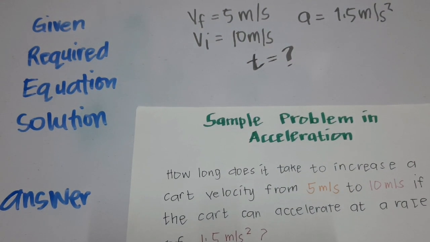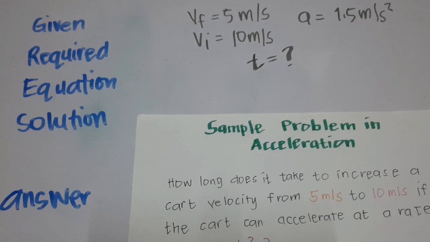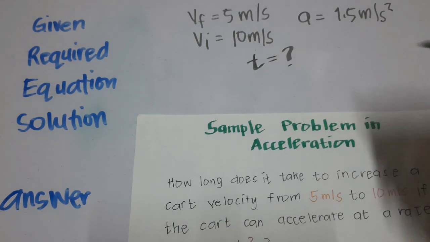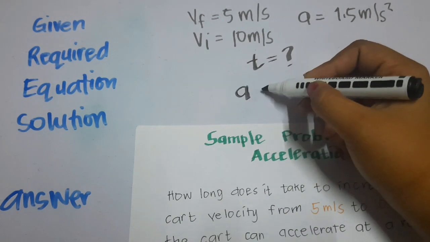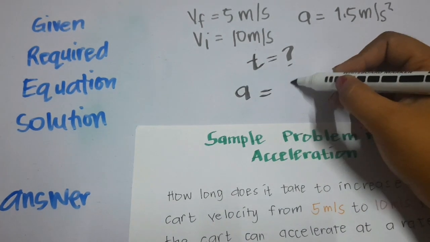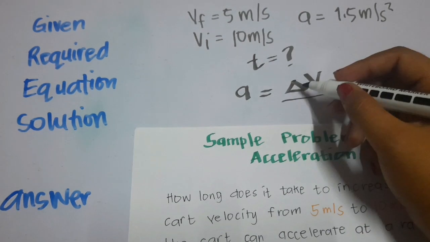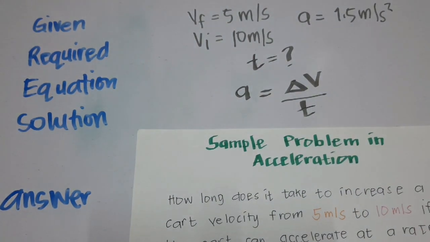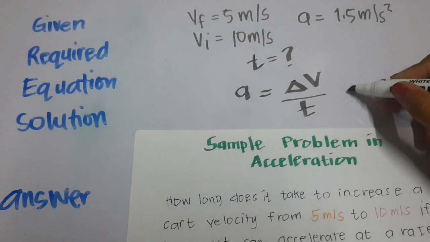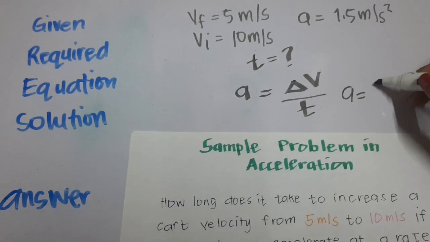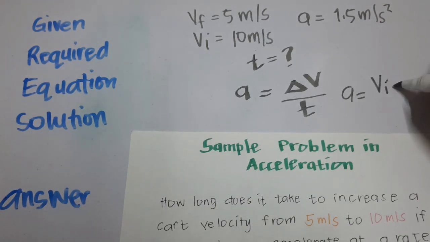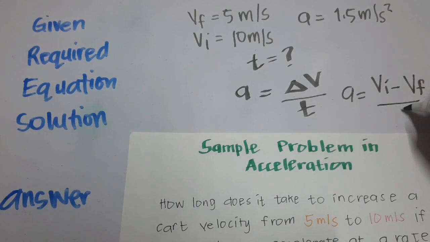What will be the formula, or the equation, we need to solve the problem? The equation is a is equal to delta V divided by the time. So this formula can be expanded if our given have indicated the final and initial velocity. So it will become a is equal to the initial velocity minus the final velocity divided by the time.